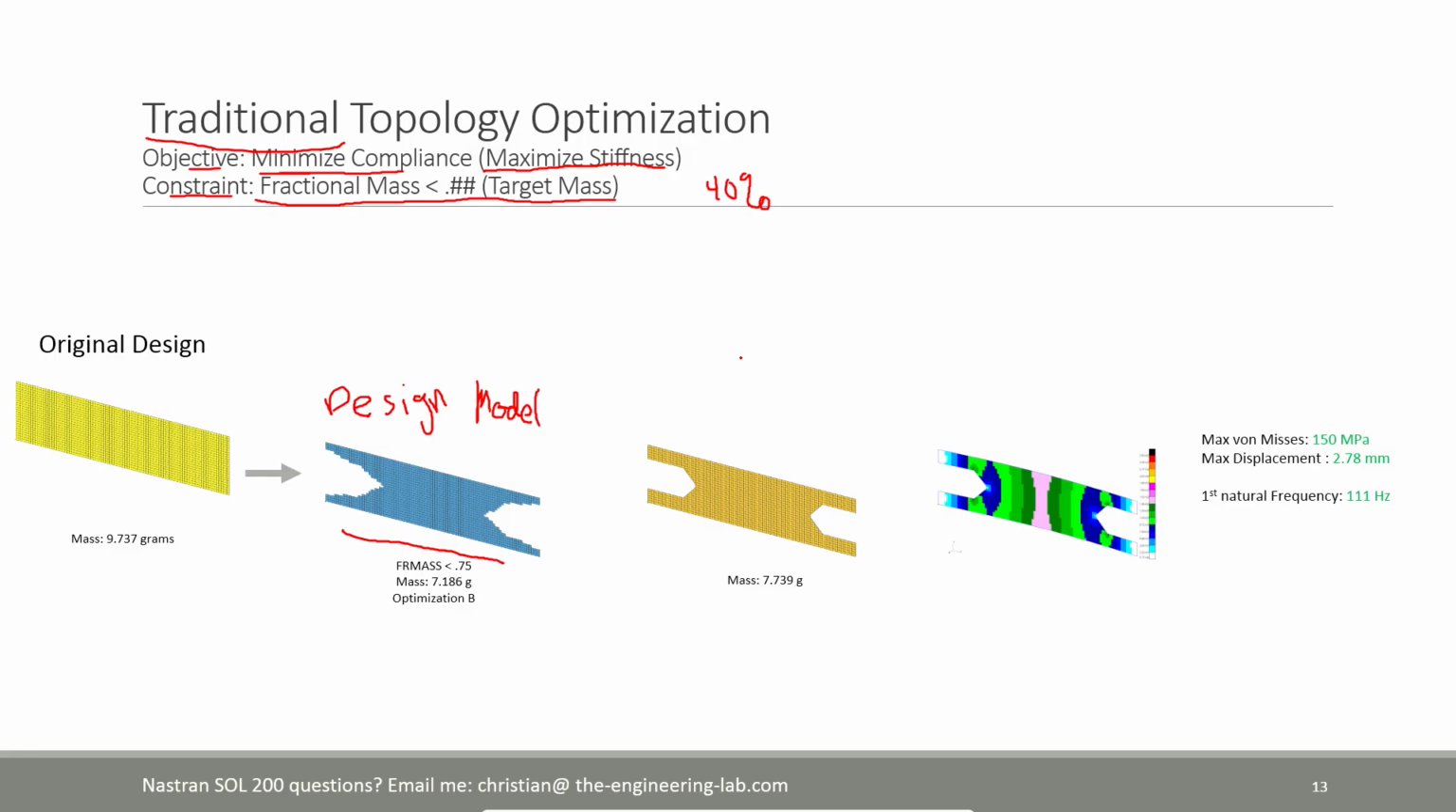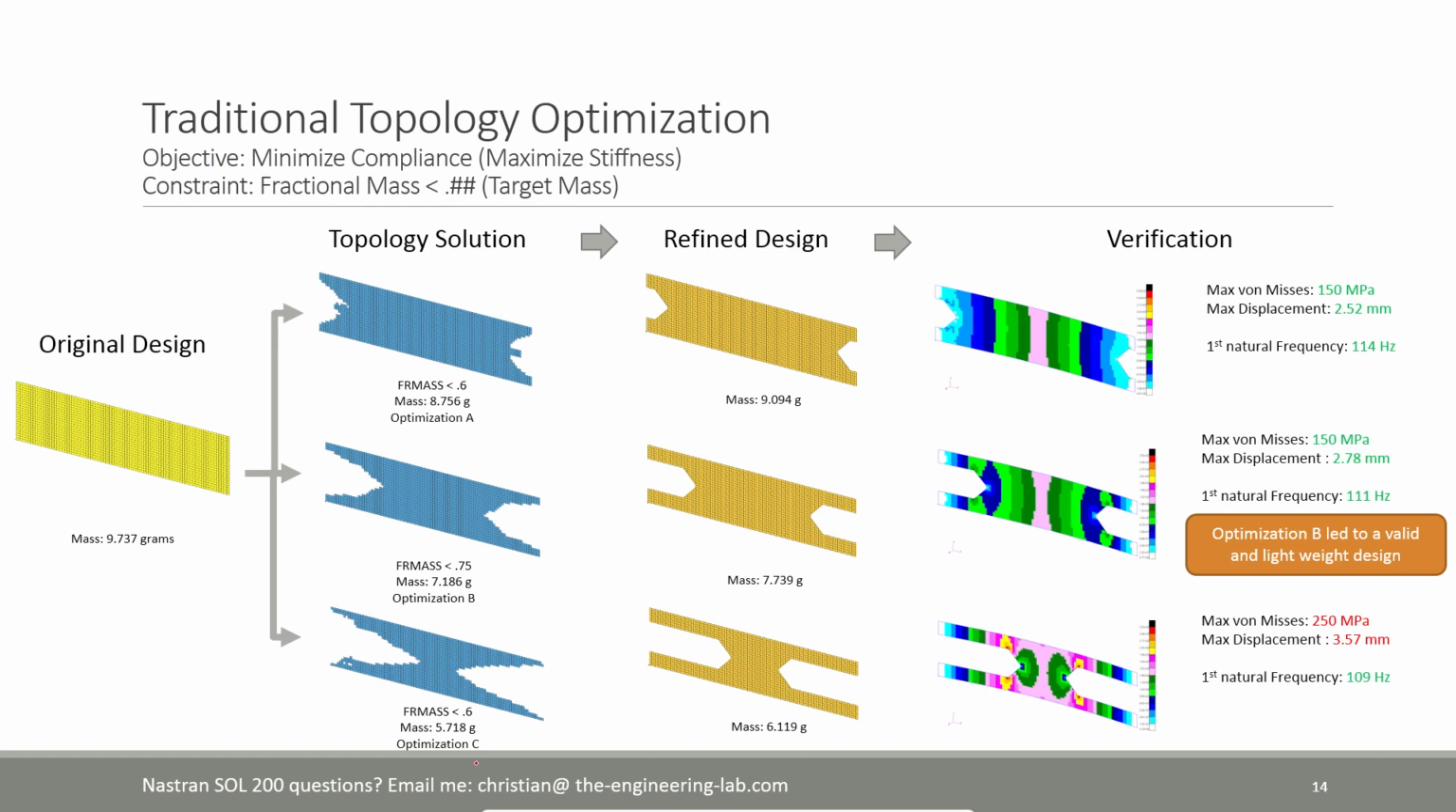What you're supposed to do after this, you take that topology solution, you refine it so it can be analyzed. Once you have a refined version of the topology solution, you then perform your verification analysis where you can check things like stresses, displacement, and natural frequencies. Now, in the event that you go through this whole procedure and find out that some of your design constraints have not been satisfied, and here it's actually a checkbox, you would then try a different mass target.